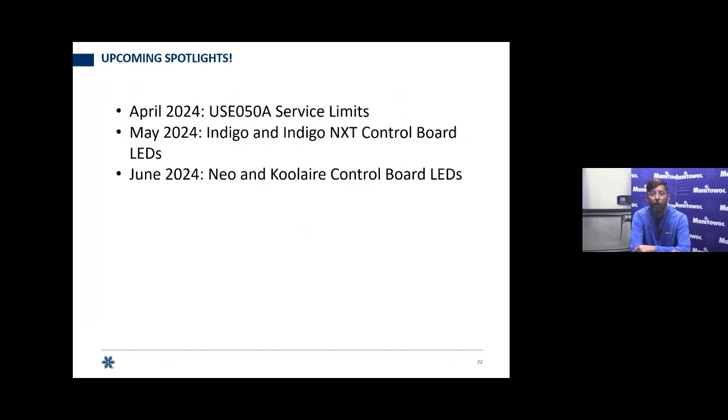So we do want to talk about a couple of our upcoming spotlights. We have the next 3 months called out. Next month in April, we're going to talk about the USC 50 or Crystal Craft Premier service limits. There's 5 of them. So we'll go over those 5 service limits and what you should be looking for to troubleshoot them. In May, we're going to go over the Indigo. That's the one with the display and the touchpad, and the Indigo Next display with the touch screen. What the LEDs on the board mean. Green LEDs for things plugging in, input devices, red LEDs for output devices. And then in June, we're going to talk about Neo and Cool Air's lights. Remember, I mentioned earlier in the presentation that they share a board. So we'll go over that with both of them in the coming months.